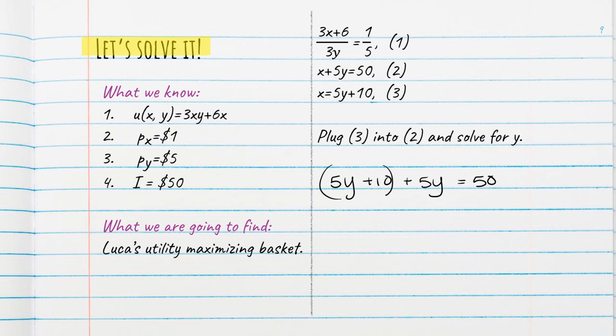And the simplification process should be fairly straightforward. 5y plus 5y is 10y. And I have 50 minus 10, which is 40. Now I divide both sides by 10, and I get that y is equal to 4. Now I'm going to call this equation 4.